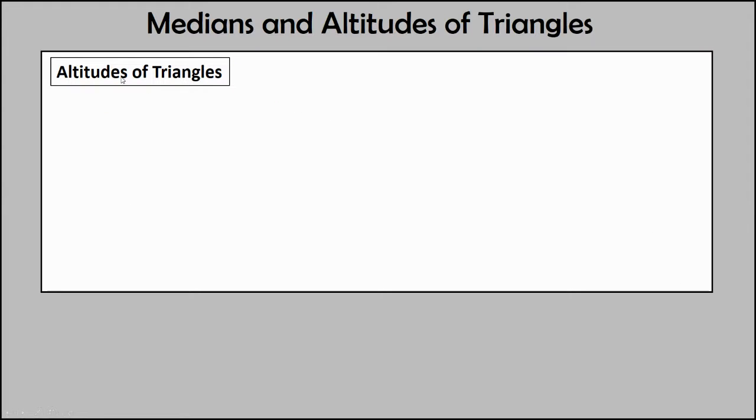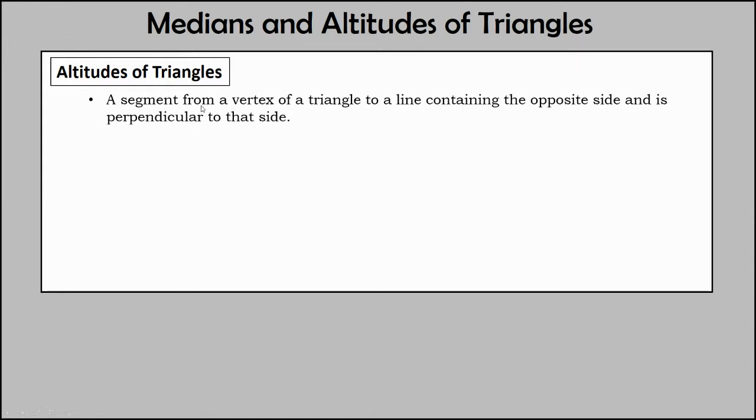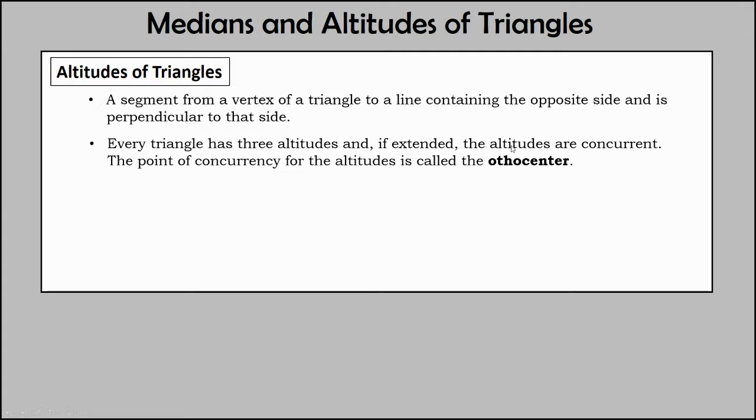The last thing I want to talk about are altitudes of triangles. Primarily what we need to do here is identify an altitude, and it has its own definition. An altitude is a segment that extends from a vertex to the opposite side and is perpendicular to that side. Every triangle has 3 altitudes in it. Where they meet is called the orthocenter. We're not going to do anything with the orthocenter, but what we're going to do is be able to identify an altitude. These 3 lines drawn in here are altitudes.